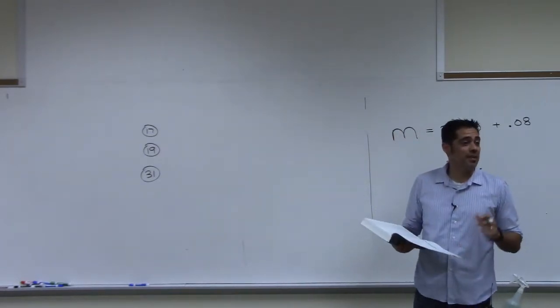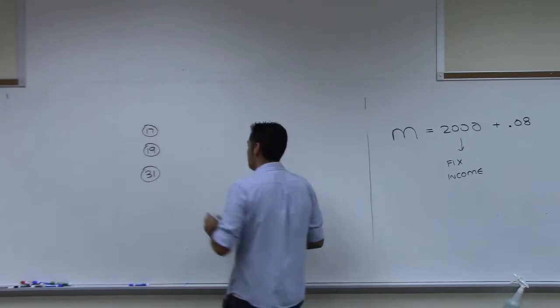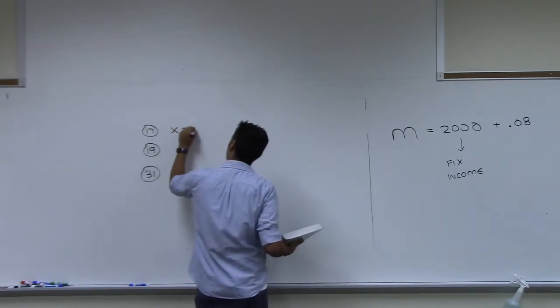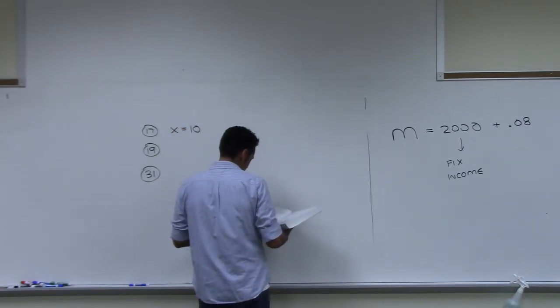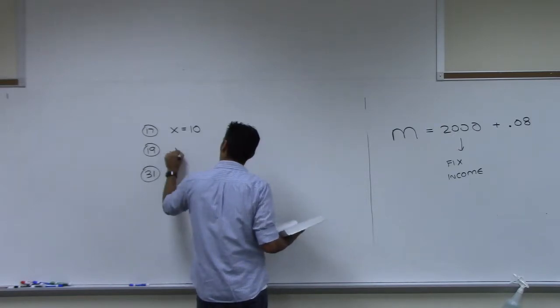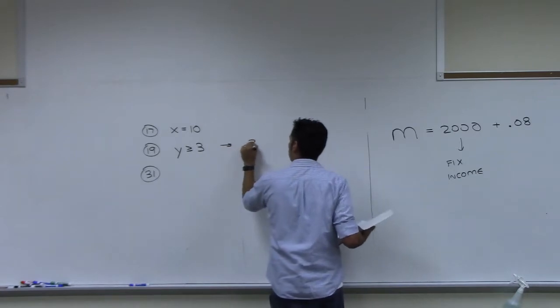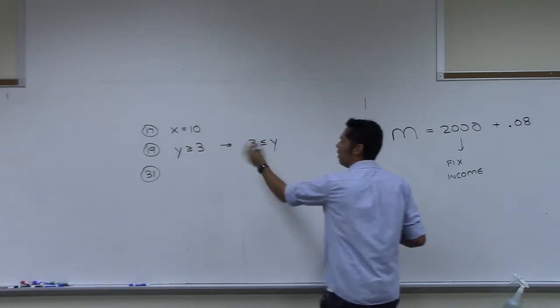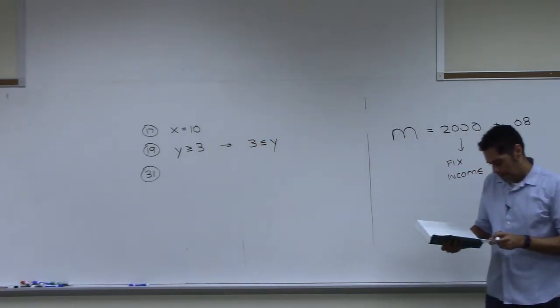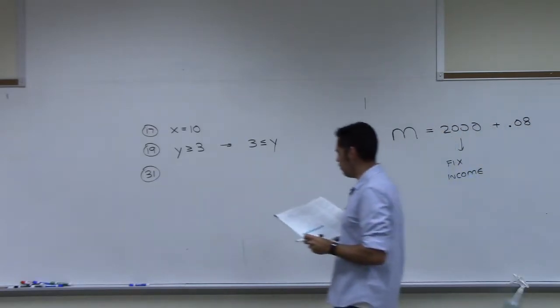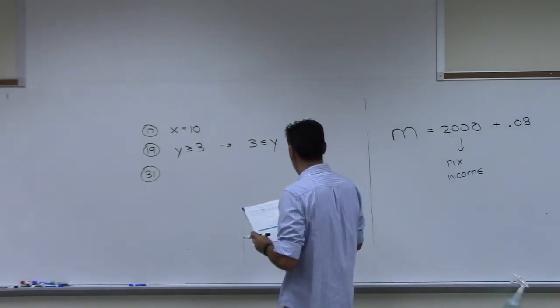You ready? I'm just going to put the answers up here. The answer to 17 is x equals 10. The answer to number 19 is y is greater than or equal to 3. Now remember, they could also have written this, 3 is less than or equal to y. Those are both the same. And then 31 is rather messy.